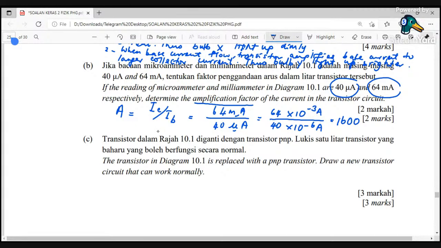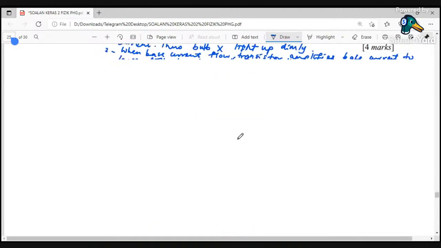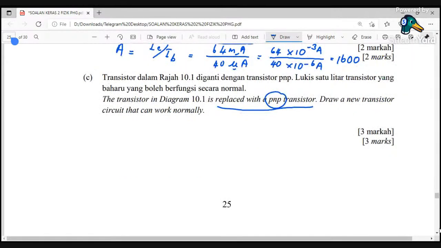Transistor in diagram 10.1 replace with PNP transistor. Draw a new transistor circuit that can work normally. Okay, you can copy the diagram above, but I think this one just a basic diagram, so you can draw. So what you do, if you reverse ataupun you tukarkan transistor, so connection dalam circuit for the terminal of battery also, you need to reverse. Okay, terbalikkan saja terminal battery. Battery ada dua di situ, for base circuit and collector circuit.